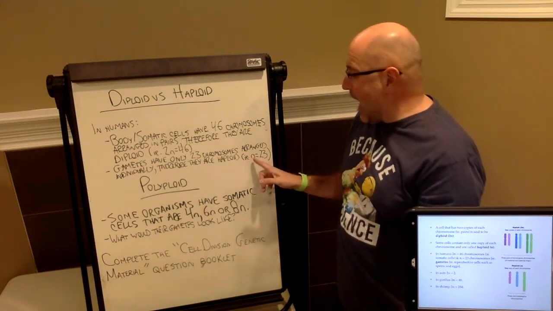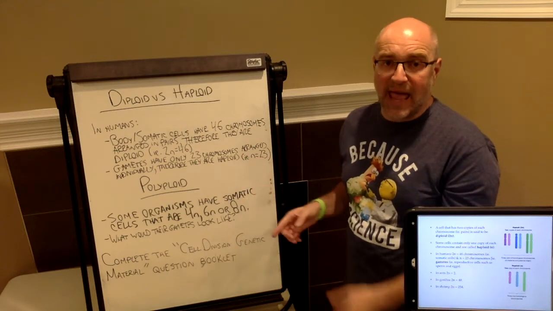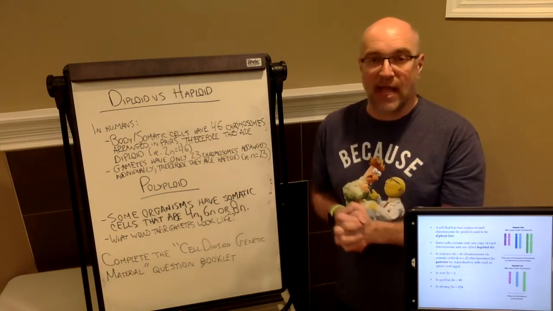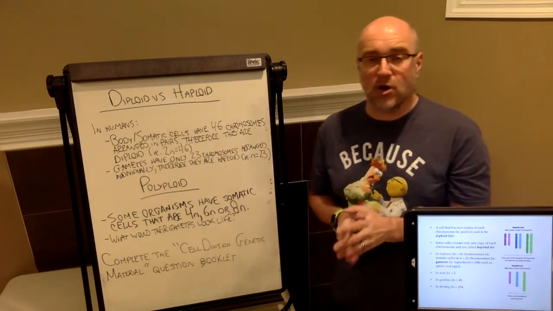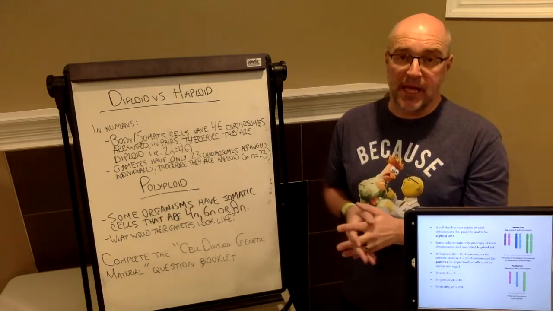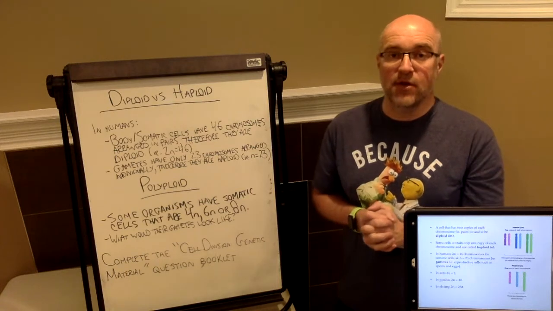On the other hand, a haploid cell is going to be written as n equals something. In the case of a human, it's going to be n equals 23, because we have 23 chromosomes arranged individually in the gametes of human sex cells.